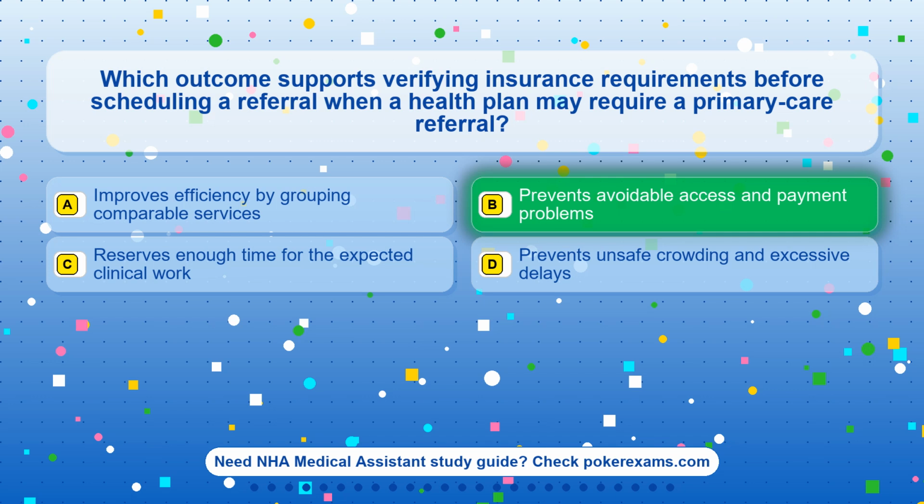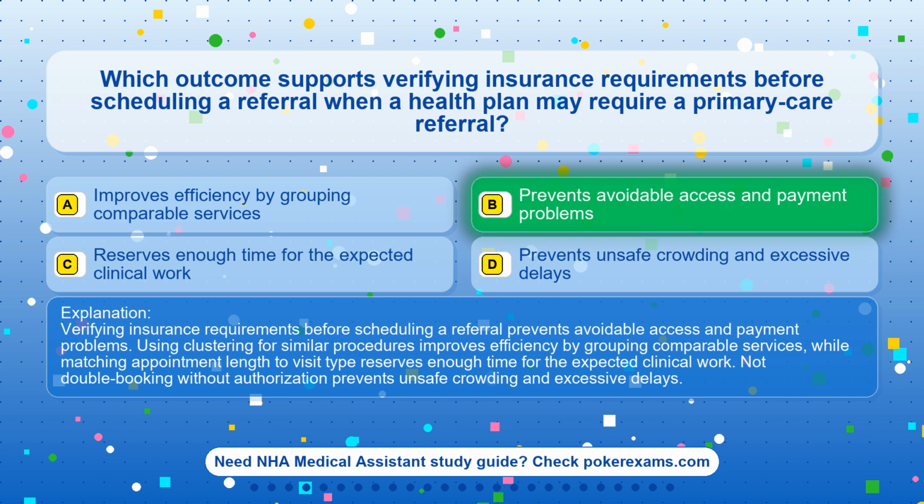The correct answer is option B. Prevents avoidable access and payment problems. Verifying insurance requirements before scheduling a referral prevents avoidable access and payment problems. Using clustering for similar procedures improves efficiency by grouping comparable services, while matching appointment length to visit type reserves enough time for the expected clinical work. Not double-booking without authorization prevents unsafe crowding and excessive delays.